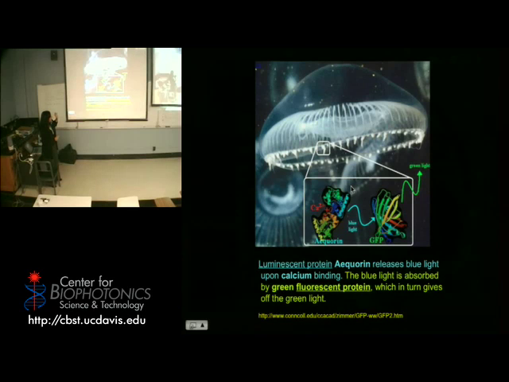This light, that is blue light generated by aquarine, is absorbed by green fluorescent protein that emits in a different wavelength. So basically, the first protein produces blue light, the second protein takes that blue light and emits green light. So basically, you are seeing green light.